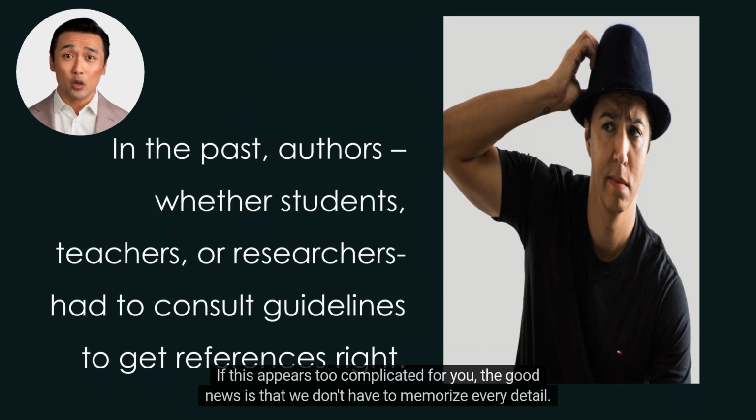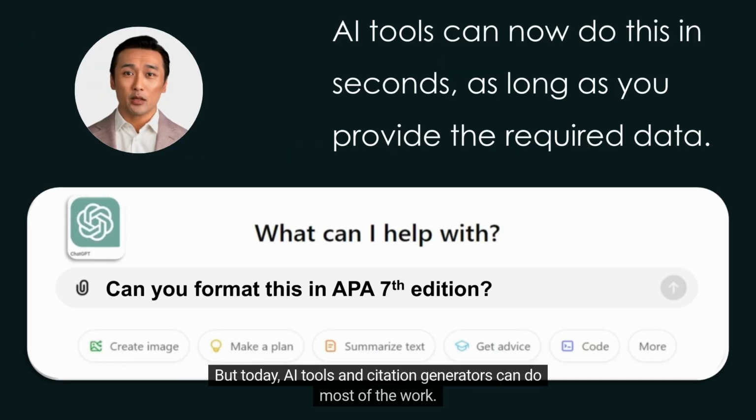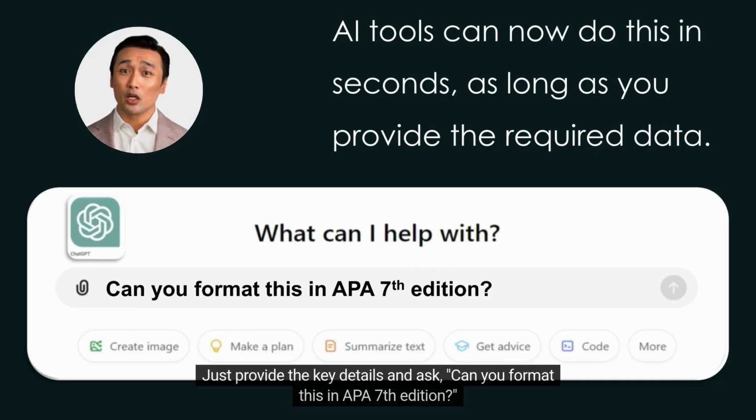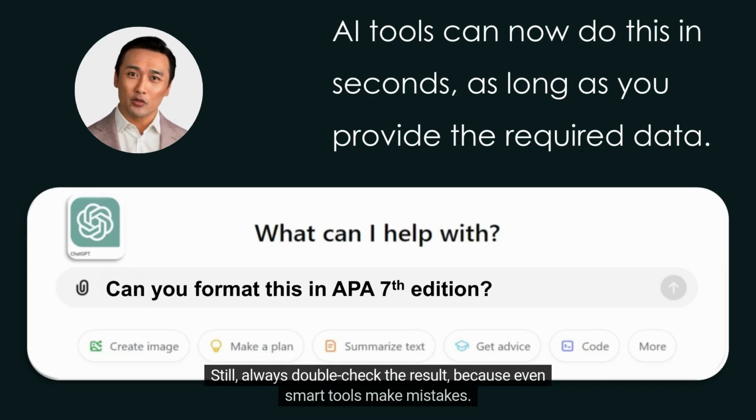If this appears too complicated for you, the good news is that we don't have to memorize every detail. In the past, creating references meant flipping through style manuals and checking every punctuation mark. But today, AI tools and citation generators can do most of the work. Just provide the key details and ask, can you format this in APA 7th edition? The tool will handle the rest. Still, always double check the result because even smart tools make mistakes.